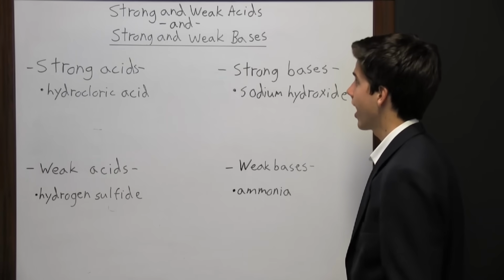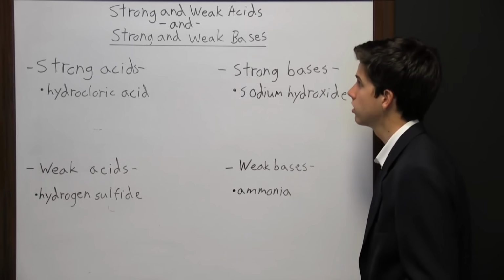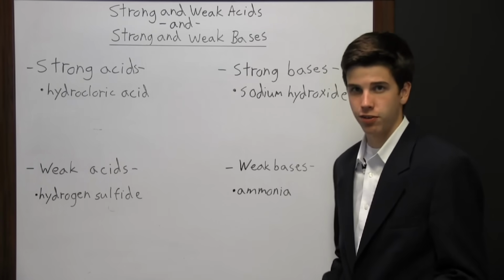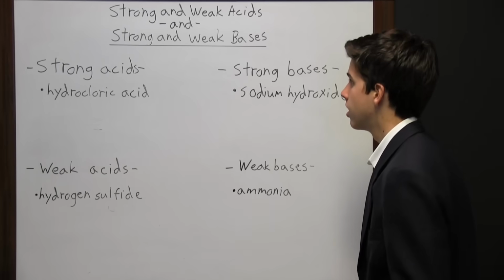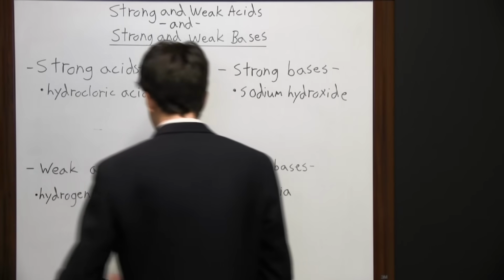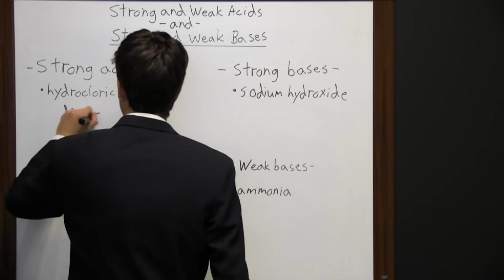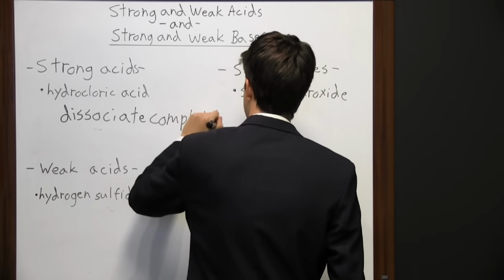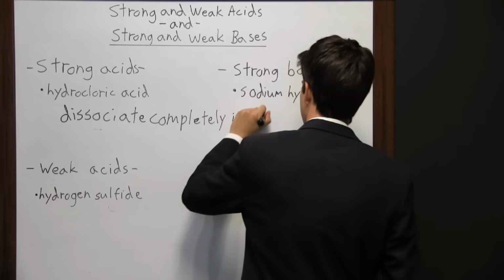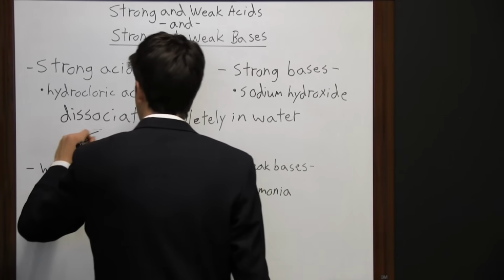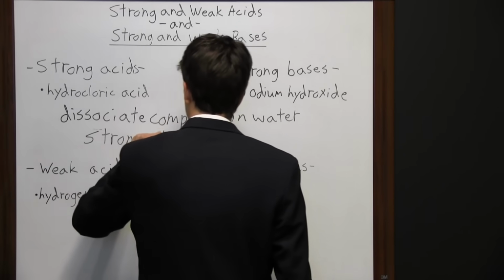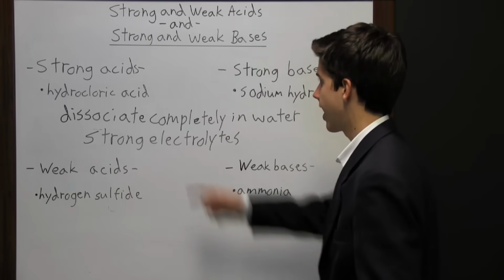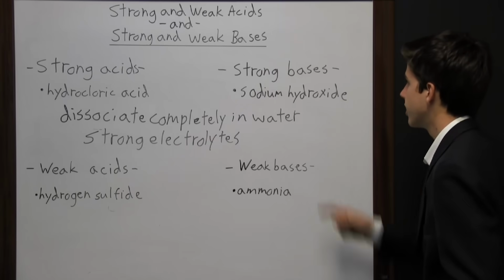We're going to take a look at strong acids and weak acids, as well as strong bases and weak bases. Now, strong acids and strong bases obviously have their differences because one's an acid and one's a base. But they do have two things in common, and that's that they dissociate completely in water, 100%. And they are also strong electrolytes.